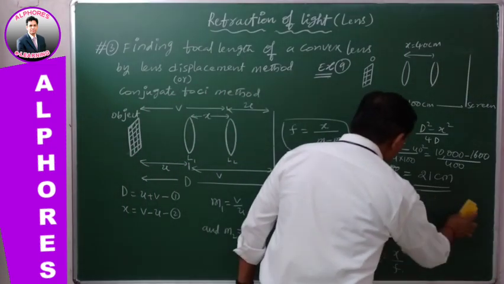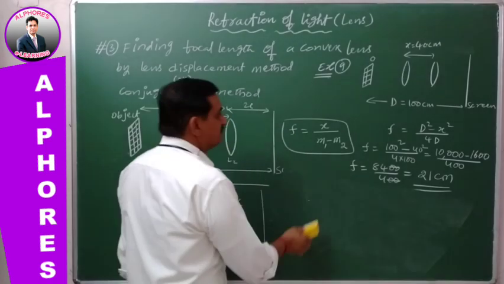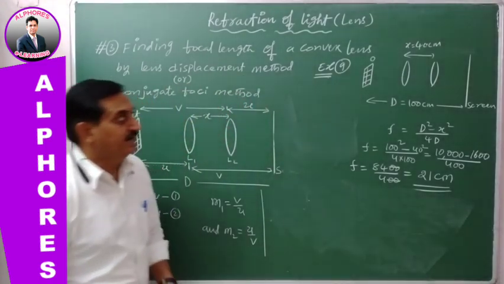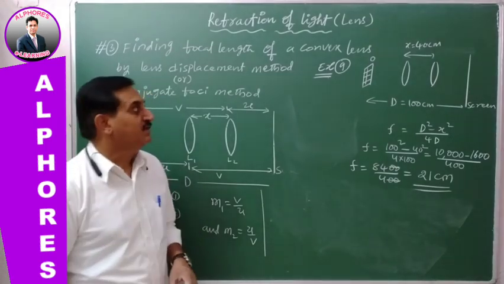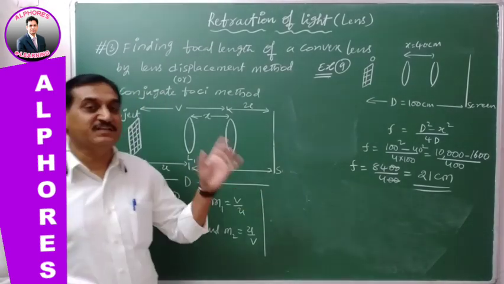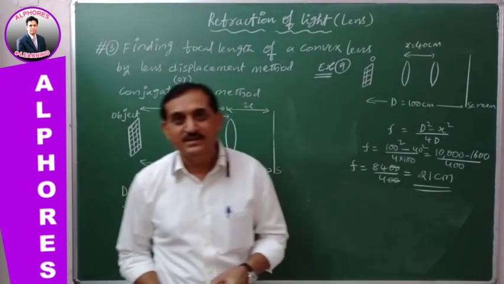This is the focal length of the convex lens, when it gives sharp images at either position of the lens 40 centimeters apart, and the separation between the screen and the object is 100 centimeters. So this is the focal length of the lens.